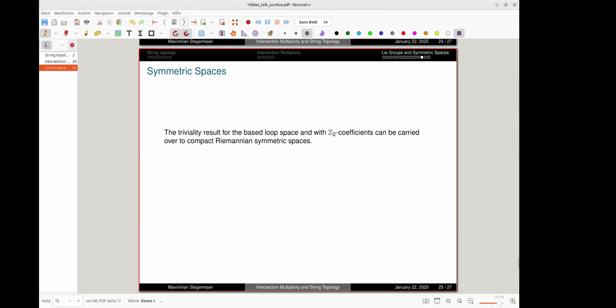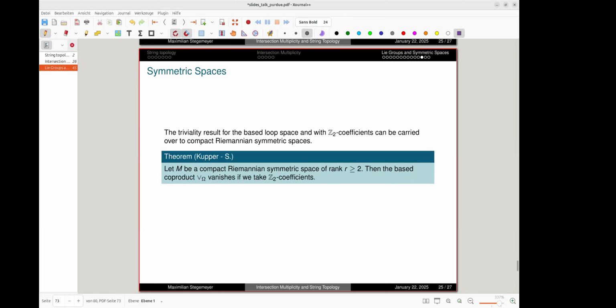Just to mention, this triviality result for the base loop space carries over, if you restrict to Z2 coefficients, also to arbitrary compact Riemannian symmetric spaces. This construction by Bott works in exactly the same way. What you don't have is this isomorphism, since on an arbitrary manifold it is of course not true that the free loop space is the product. But if you have a compact Riemannian symmetric space of higher rank, then also this base coproduct vanishes, so in this sense the result can be transferred.